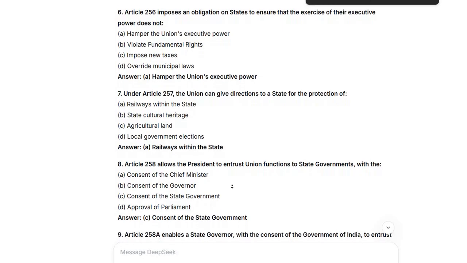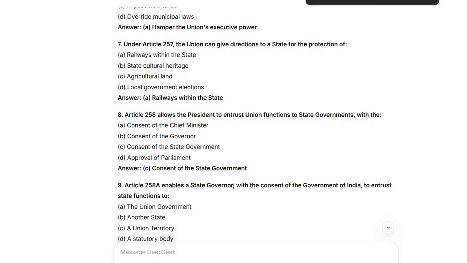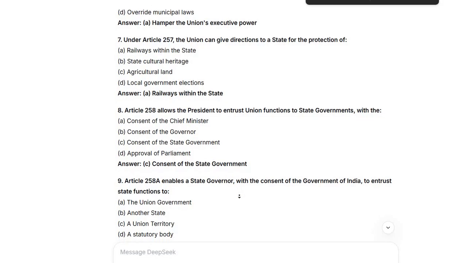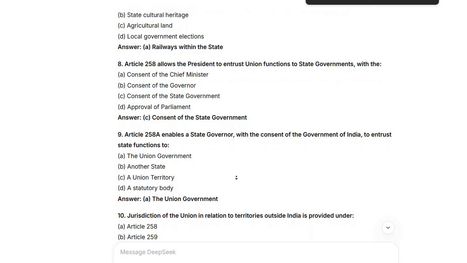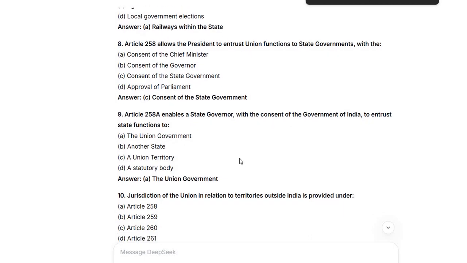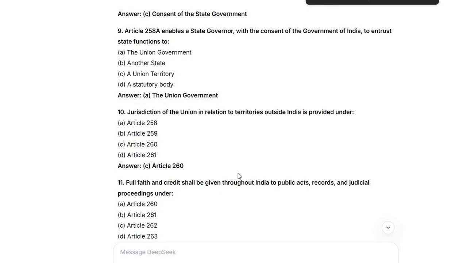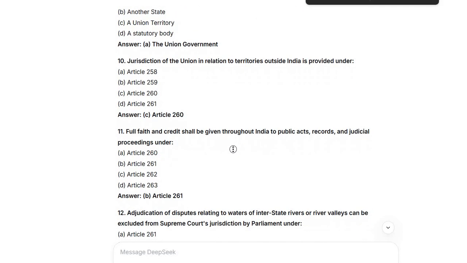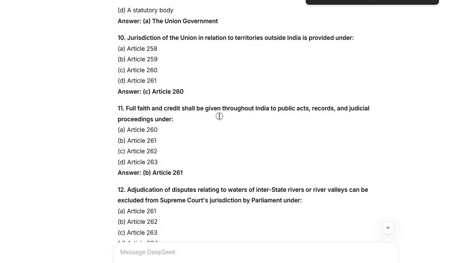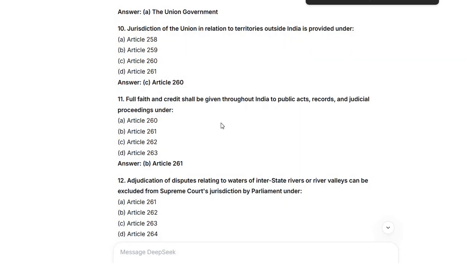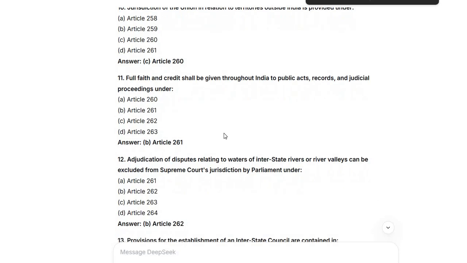9, Article 258A enables a state governor, with the consent of the Government of India, to entrust state functions to the Union government. 10, jurisdiction of the Union in relation to territories outside India is provided under Article 260. 11, full faith and credit shall be given throughout India to public acts, records, and judicial proceedings under, answer, Article 261. Adjudication of disputes relating to waters of interstate rivers or river valleys can be excluded from Supreme Court's jurisdiction by Parliament under, answer, Article 262.